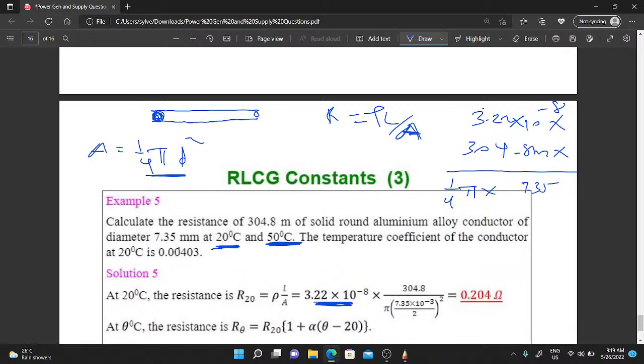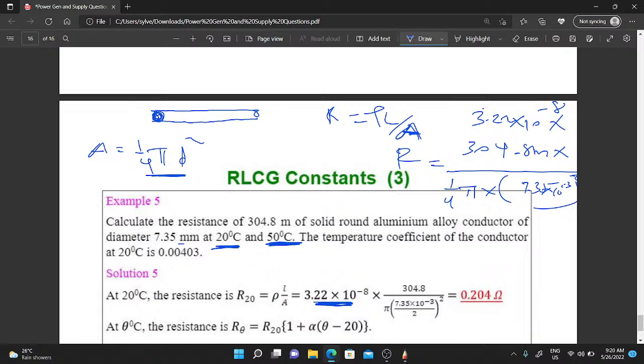Be careful about this milli squared. Milli is 10 to the negative 3. Then you square everything. So this gives you your resistance value. When you do that, you get 0.204. And as I said, this is the resistance at 20 degrees Celsius.